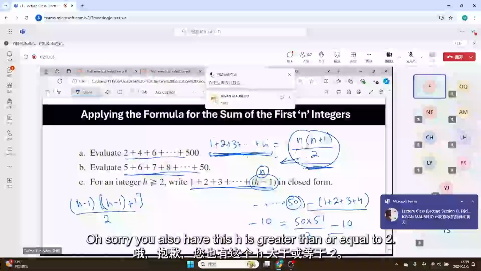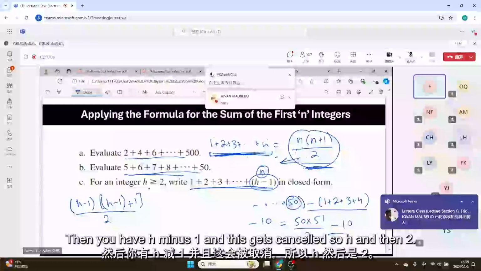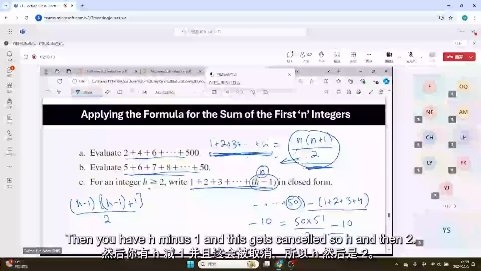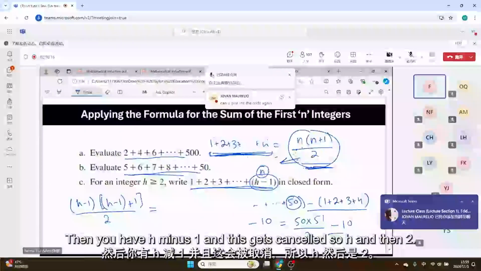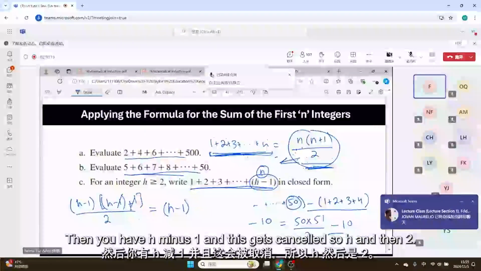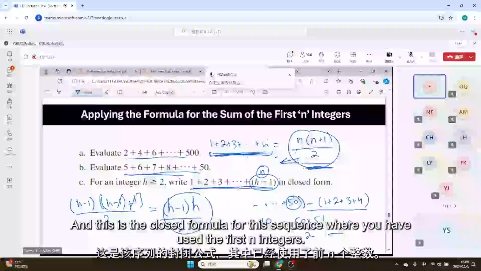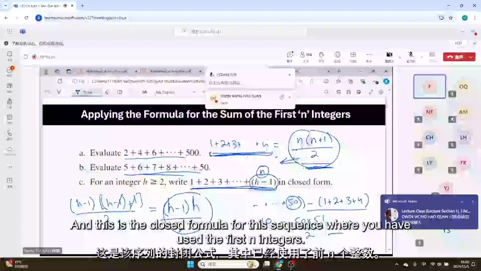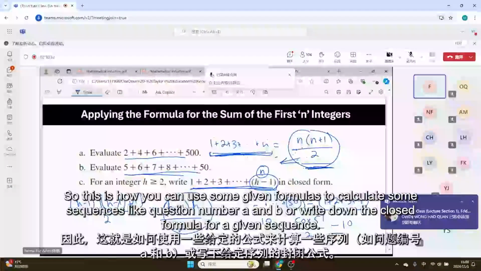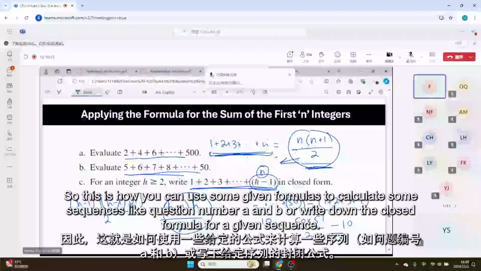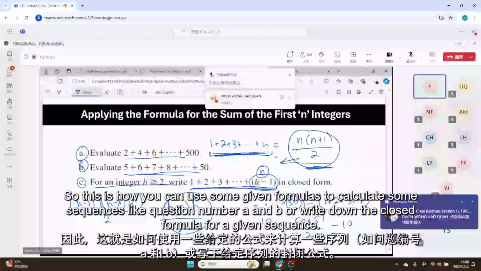Oh, sorry, you also have this h is greater than or equal to 2. Okay. Then you have h minus 1, and this gets cancelled, so h, and then 2. This is h. Okay. And this is the closed formula for this sequence where you have used the formula for n in first n integers. Okay, so this is how you can use some given formulas to calculate some sequences like question number A and B, or write down the closed formula for a given sequence. Okay.